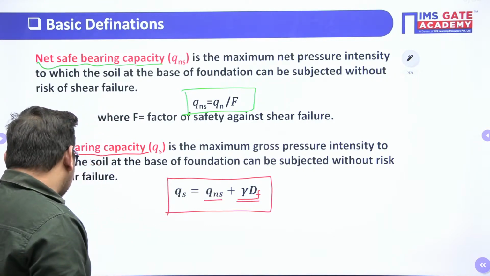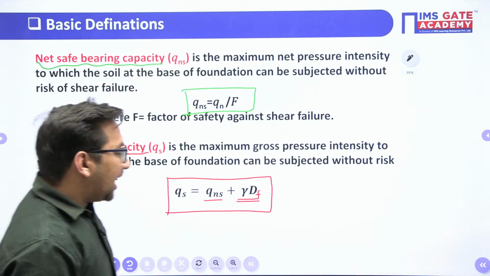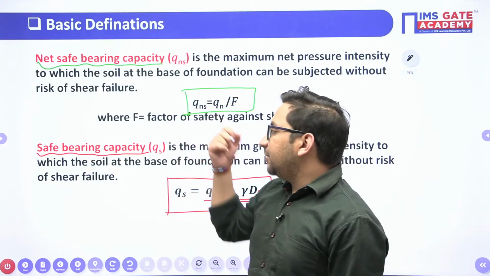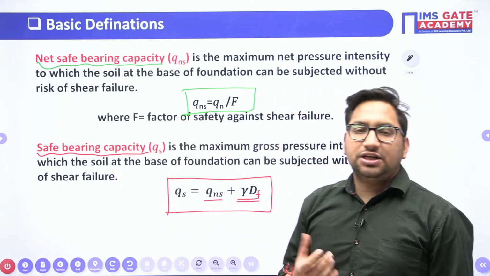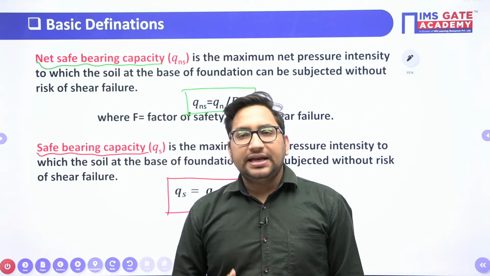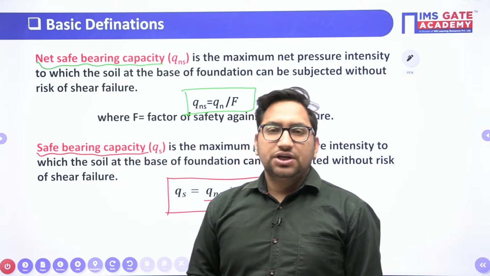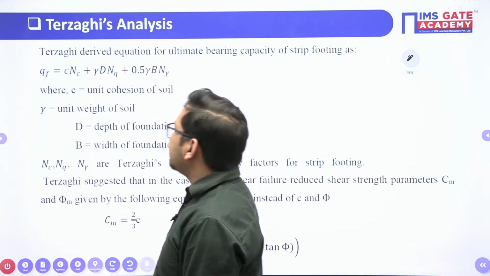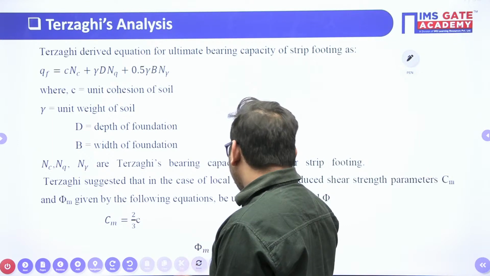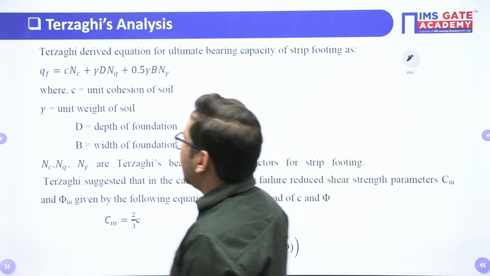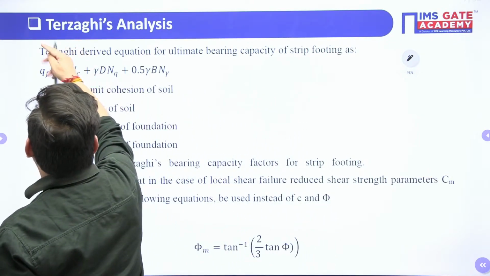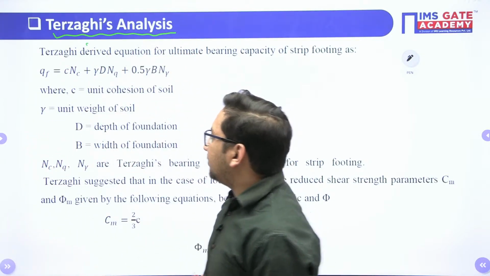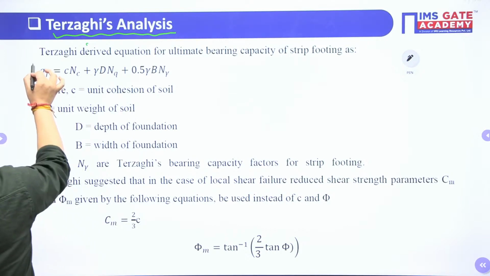Now, if these terms are clear to you, the examiner generally asks for the safe load bearing capacity, safe bearing capacity, net safe bearing capacity, ultimate bearing capacity of soil and net ultimate bearing capacity of soil. There are different researchers who have given their analysis for the calculation of bearing capacity, right? The first name is Terzaghi. We also know him as the father of soil mechanics. Terzaghi has given one relation for calculation of load bearing capacity.